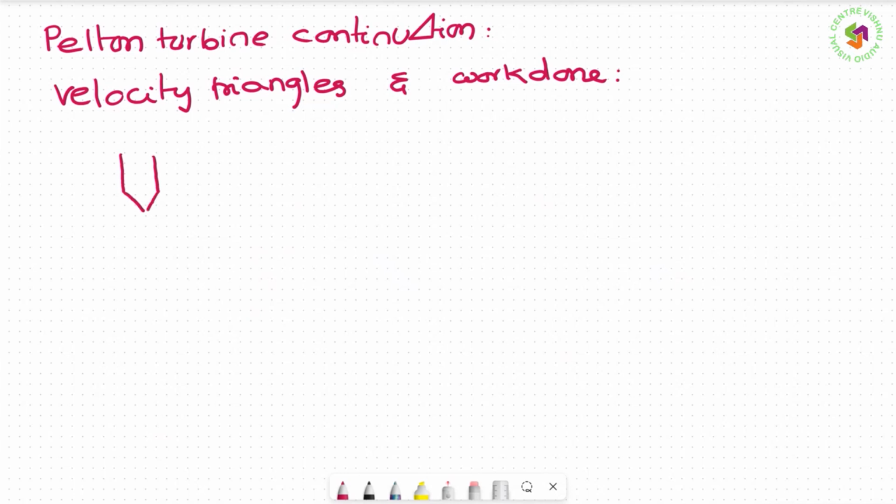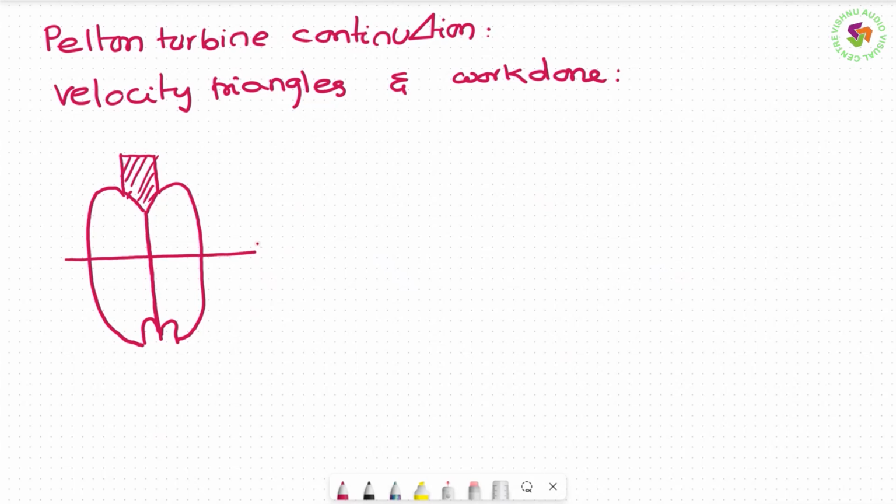So this is basically how the bucket looks like. The central portion is the splitter, and these are all the buckets, and there is a cut here. That's how it appears. Now if I take a section of this bucket, it will appear like this. This is how the bucket looks. The central portion is the splitter, and these are the edges, both the edges.